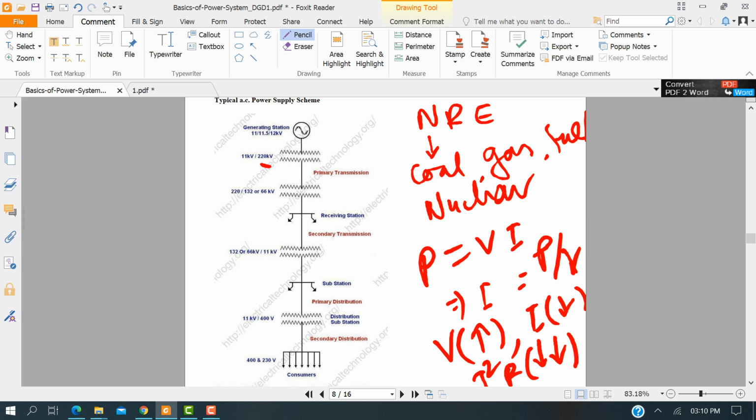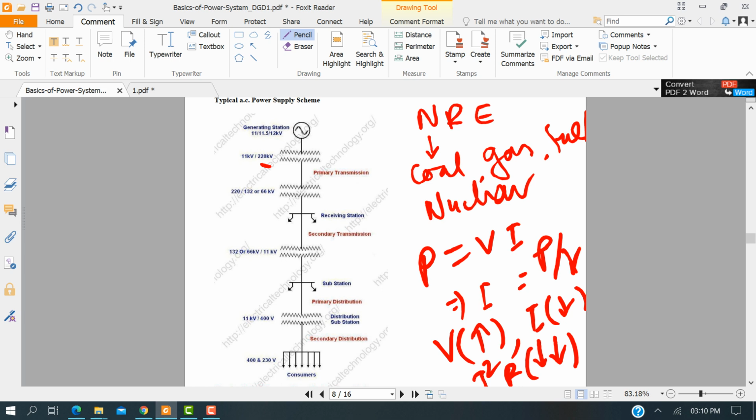And then the primary transmission, and once again there is another drop here. So either it's 220 to 132 or 66, which is a secondary transmission. Some people call it distribution because some high load industry load can be taken directly from the 66 kilovolt line, depending on their load size. Okay, and then it goes down.